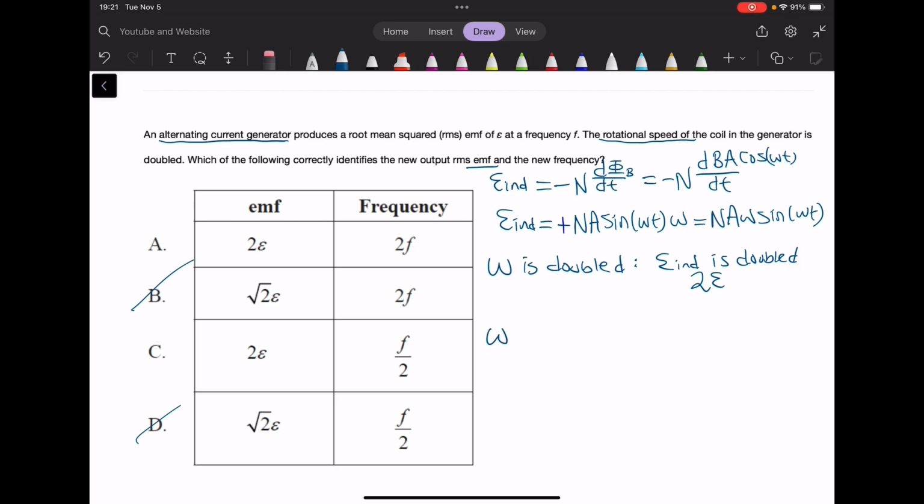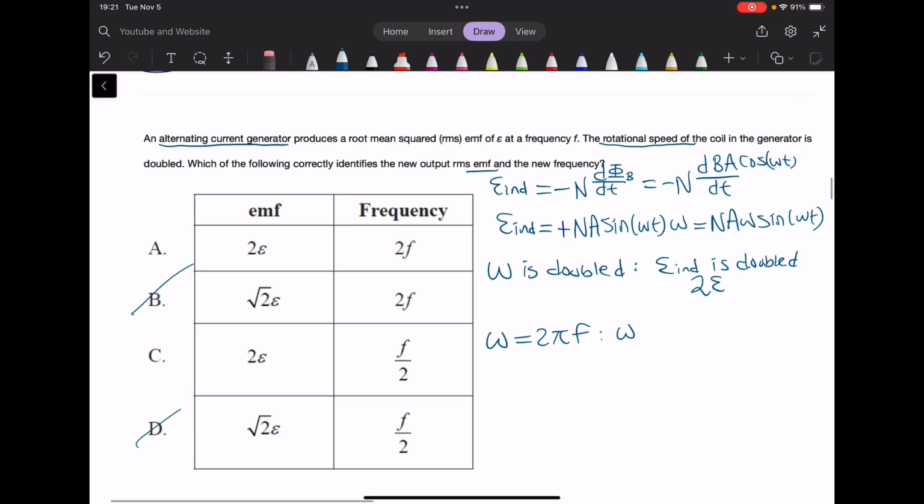And we know that angular frequency is equal to 2 pi f. So when angular frequency or the rotational speed is doubled, f is doubled. So A is the answer.